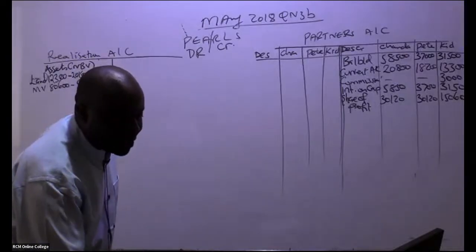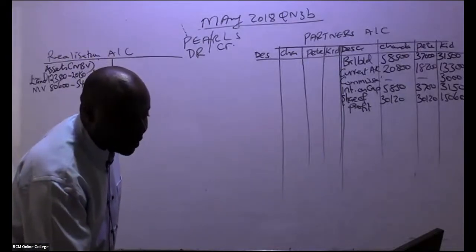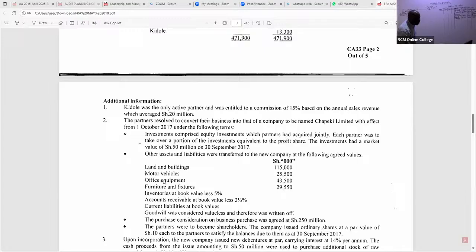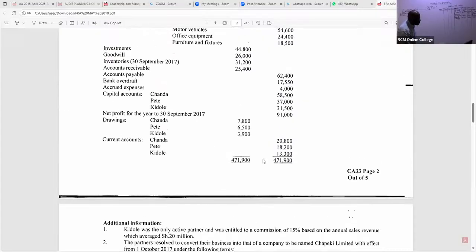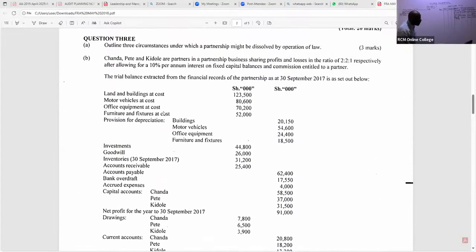We pick on the next item that was realized to the new company. So you can see we have here office equipment. This was transferred to the new company. So for office equipment, now go back to the net book value. I'll just write equipment. So for equipment, I can see 7,200 was the cost. I subtract the provision for equipment, which is 24,400.